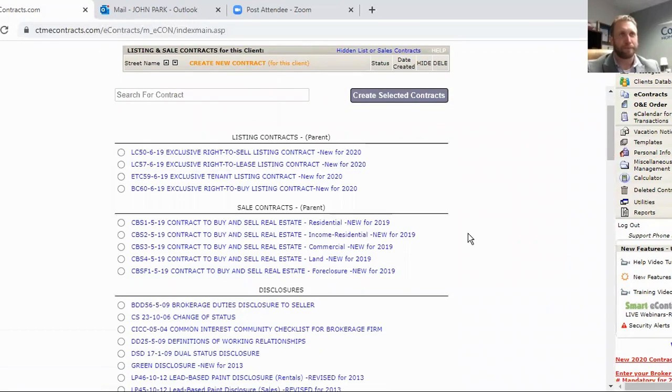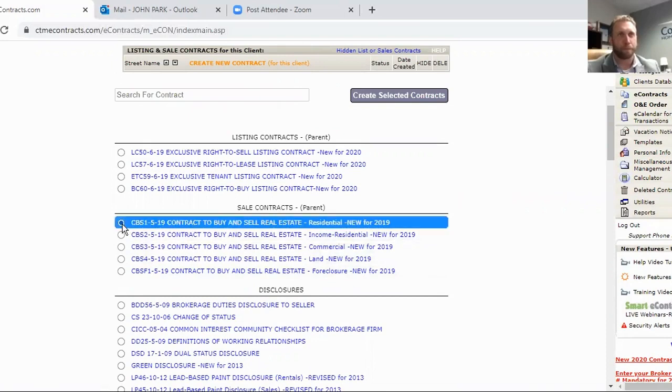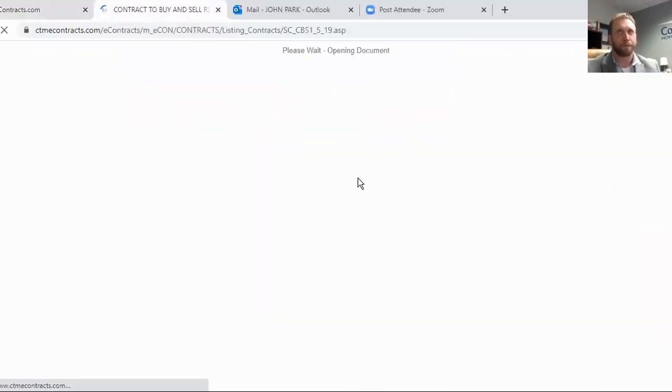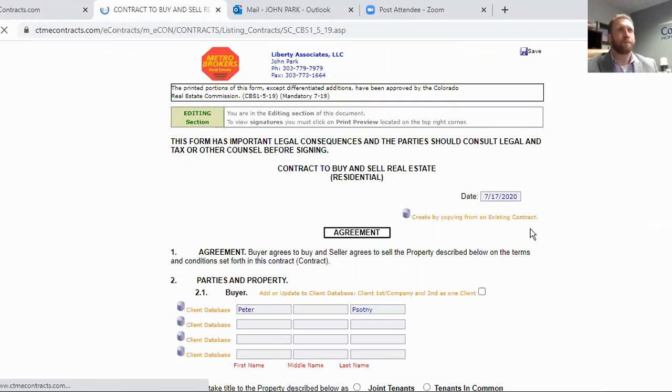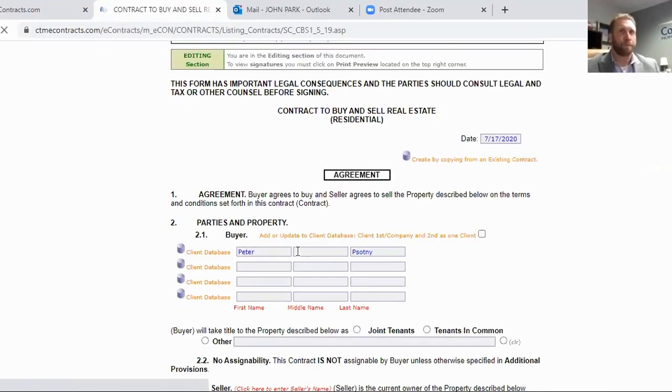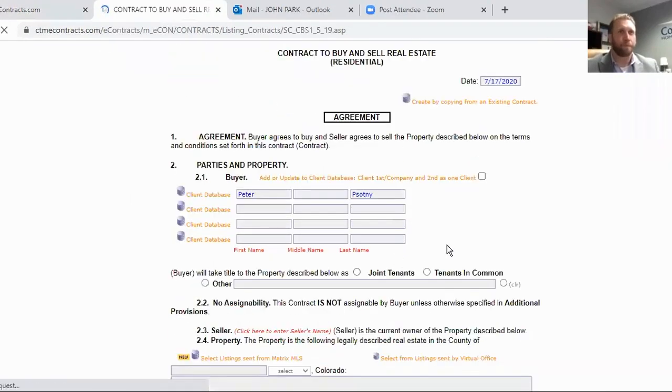So what are we looking for? We're looking for sale contracts right here. And we're looking for residential, the very first one. So click on that one for residential deals. Create selected contracts. There we go. Today's date. We already have his name on here.